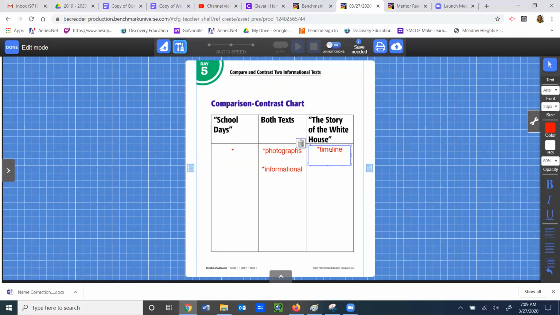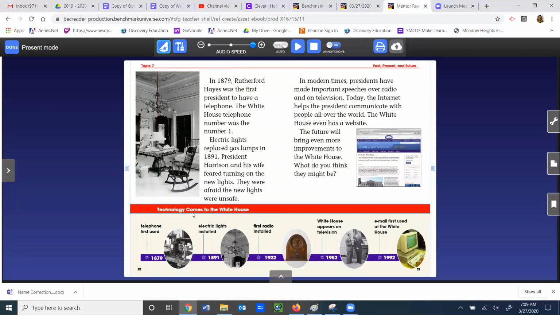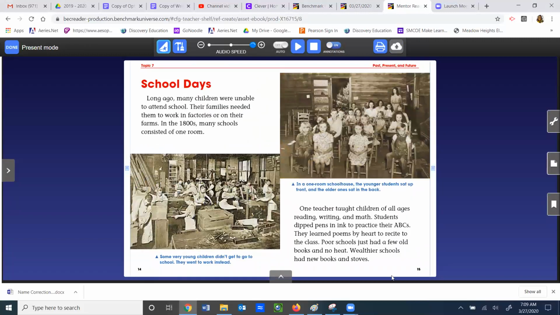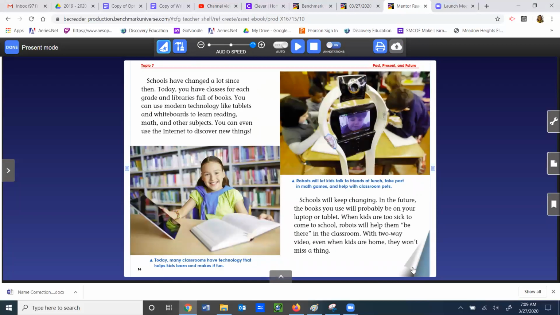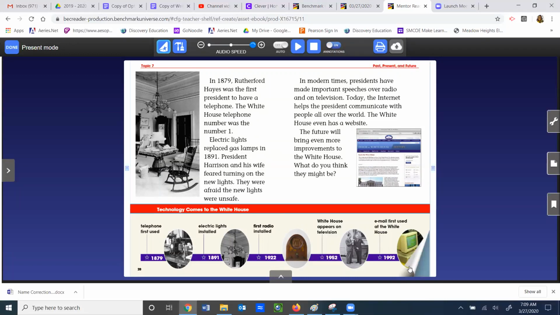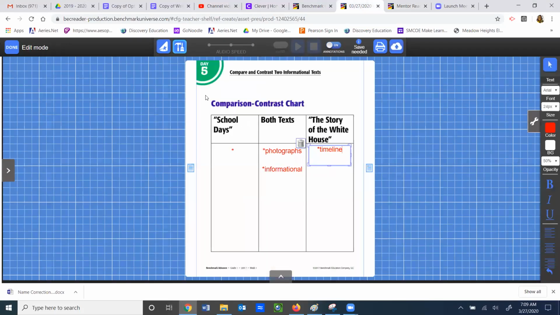Another way the texts are different is that the photographs in School Days, let's go back to School Days, have captions. All of them have captions. But in the story of the White House, they don't have captions. So I can list that under School Days as a unique detail that only this story has. Captions under photos.